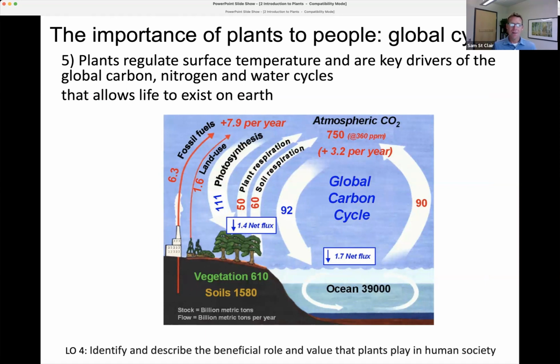And then finally, plants drive the global cycles that allow life to exist on Earth. So plants regulate surface temperature and keep it in an even range that supports life. And then plants drive the global carbon, nitrogen, and water cycles that life depends upon. And so you see here, there's this forest depicted, and you can see that the plant photosynthesis and respiration is driving, right, these global cycles that allow humans and all life to exist on Earth.